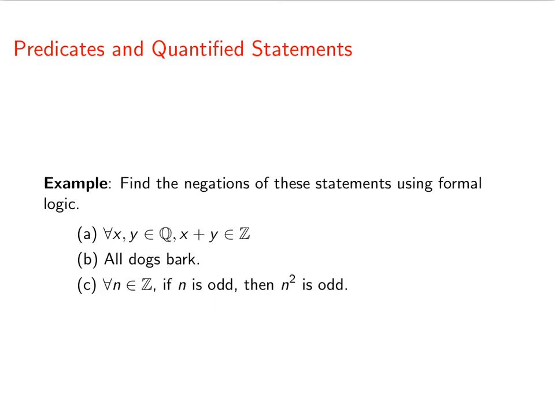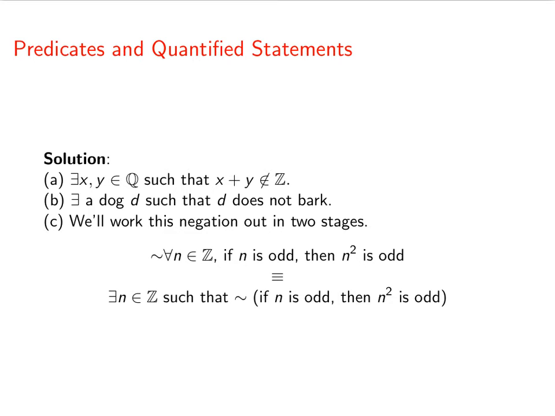Hello, discrete math fans. Let's take these statements and write down their negations. For all x and y in the rationals, x plus y is an integer. All dogs bark. For all n in the integers, if n is odd, then n squared is odd.